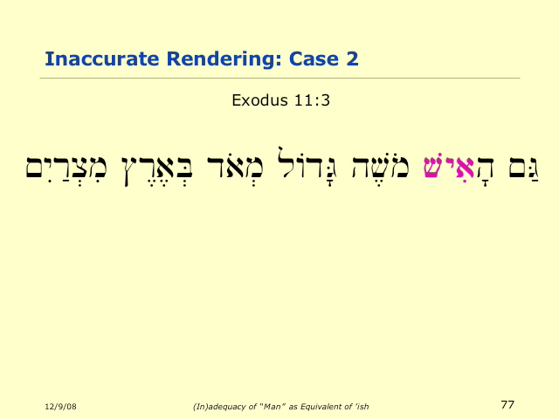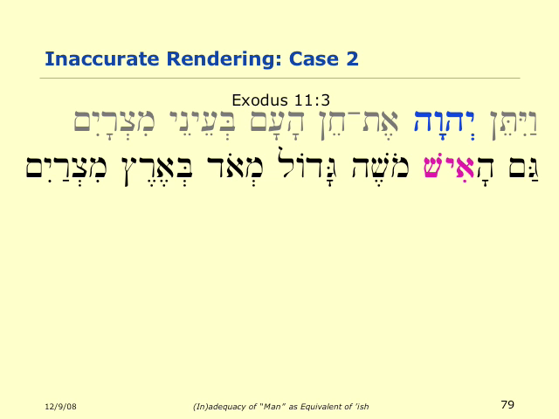I assert that the text's composer could reliably count on its ancient audience to construe our noun here as denoting representation. Here is how that works. Being a term of affiliation, the word ish relates Moses to another party. That party was mentioned earlier in the same verse, namely God, who, after all, is the main character throughout the Exodus story. Vayitein Adonai et chen ha'am be'enei Mitzrayim, gam ha'ish Moshe, etc.